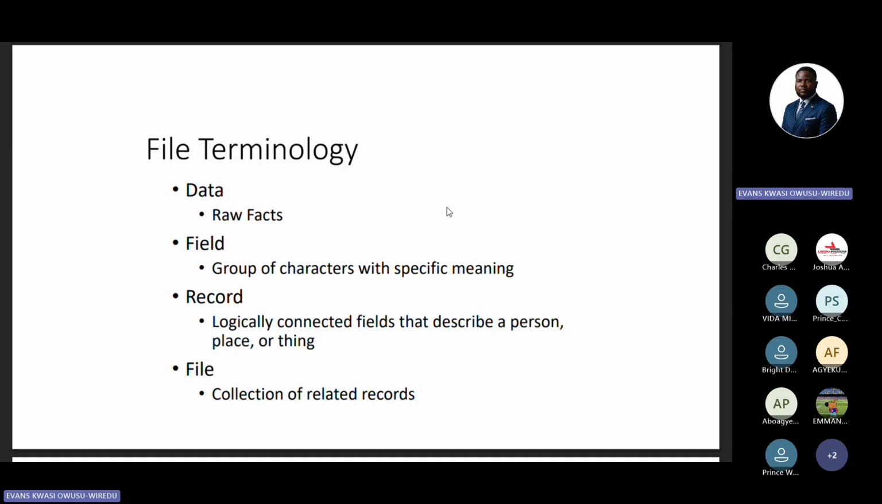And so we looked at some of the terminologies: data, raw facts. Field, a group of characters with specific meaning. So let's say the characters are the names of all of you who are listening right now, and it is called a field. So what is the title we will give that particular field? Names of the attendance of the makeup class today. So the names will be the field, a group of characters with a specific meaning.